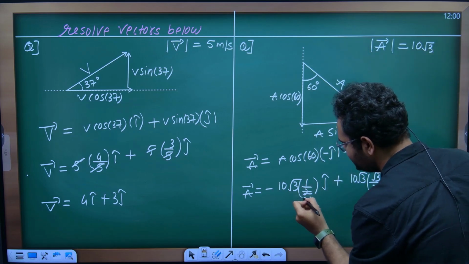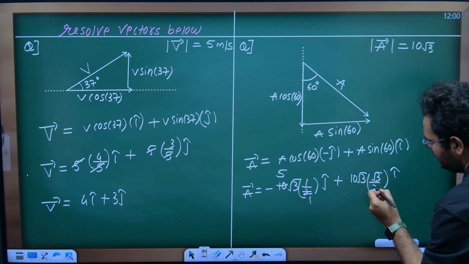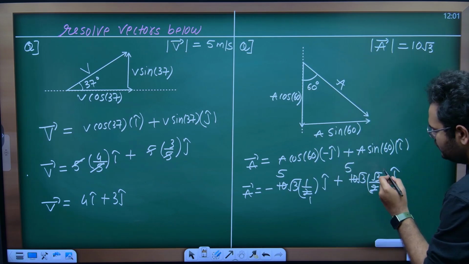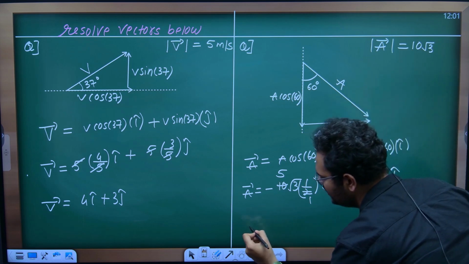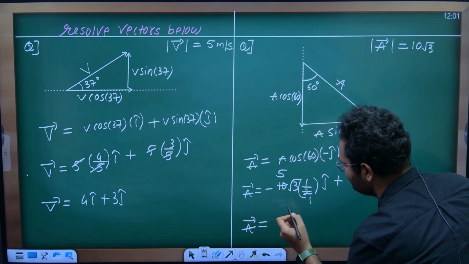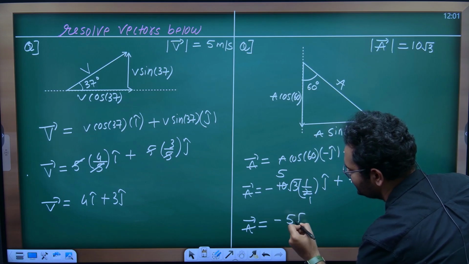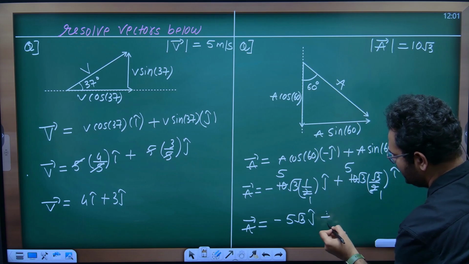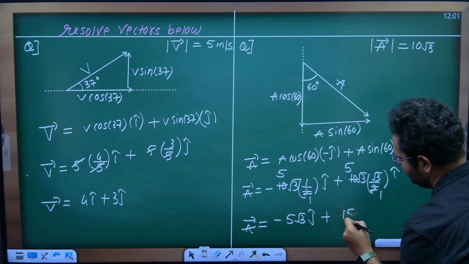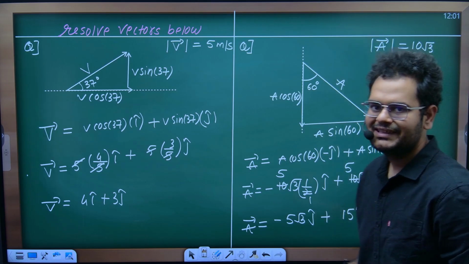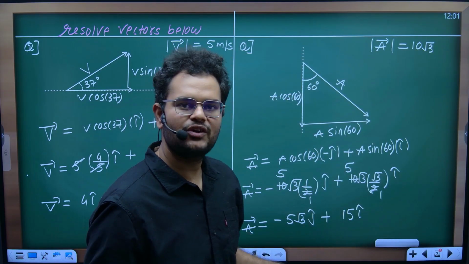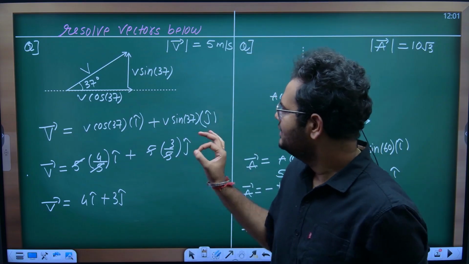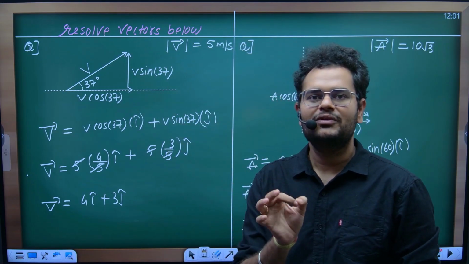So 2 ones are 2 and this is 5. Root 3 into root 3 is 3, and 5 into 3 is 15. So my final answer is a vector equal to minus 5 root 3 j cap plus 15 i cap. Sir, can I write 15 i cap minus 5 root 3 j cap? Yes. a vector plus b vector and b vector plus a vector are the same. This is how you have to find children when mother and angle are given.